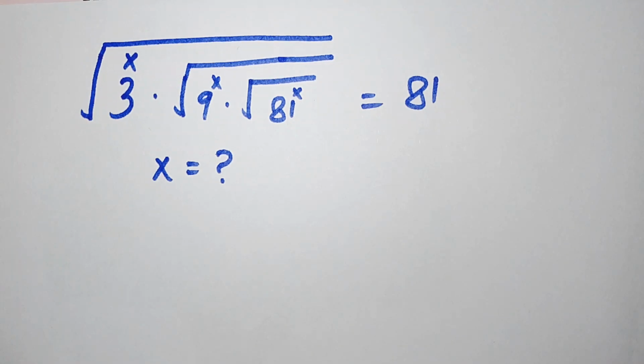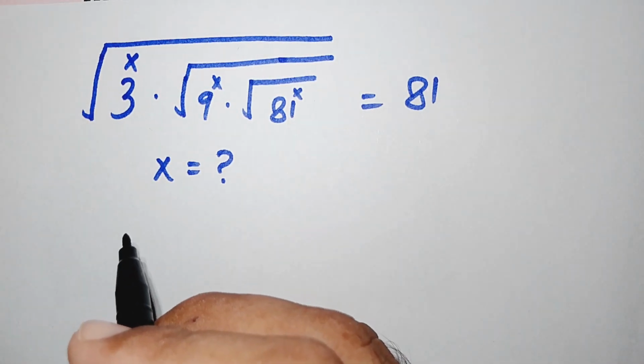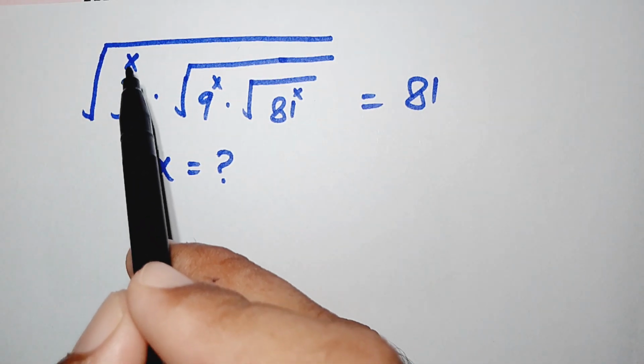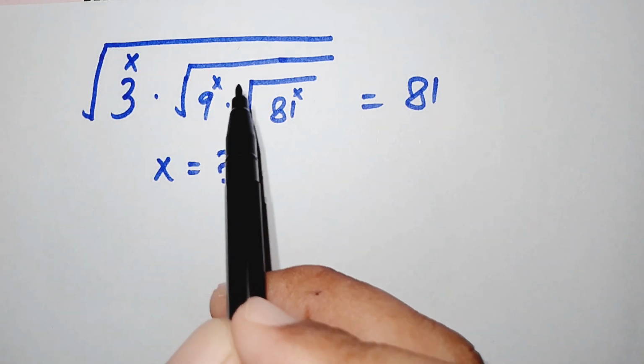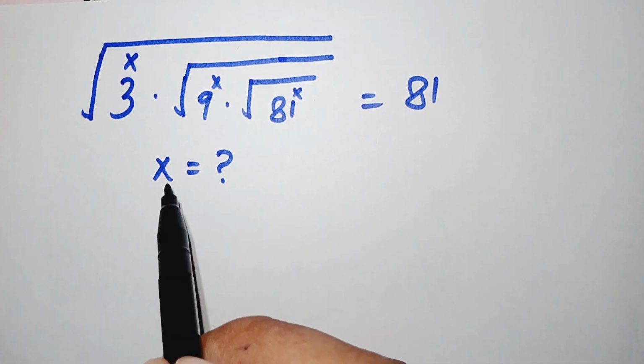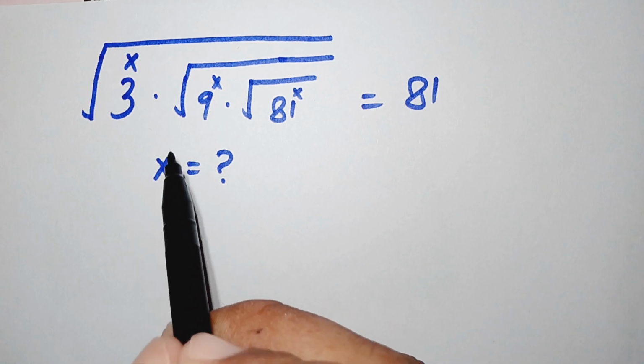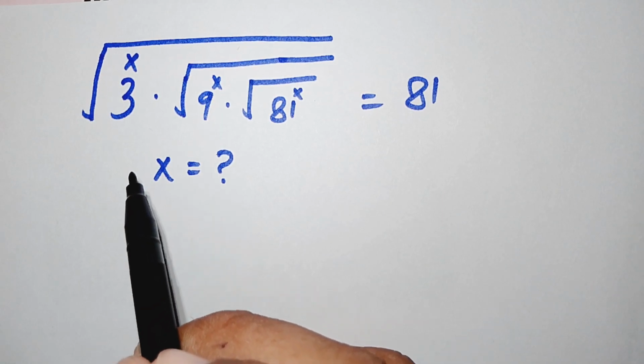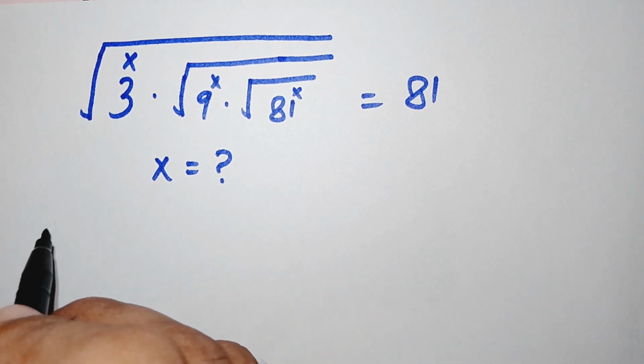Hello, you are welcome. Today we have to solve the most interesting maths question: square root of 3 to the power of x under square root of 9 to the power of x under square root of 81 to the power of x is equal to 81. And from this we have to find the value of x. So this is a very interesting question. We have to solve this by a very easy method. So here is the solution.